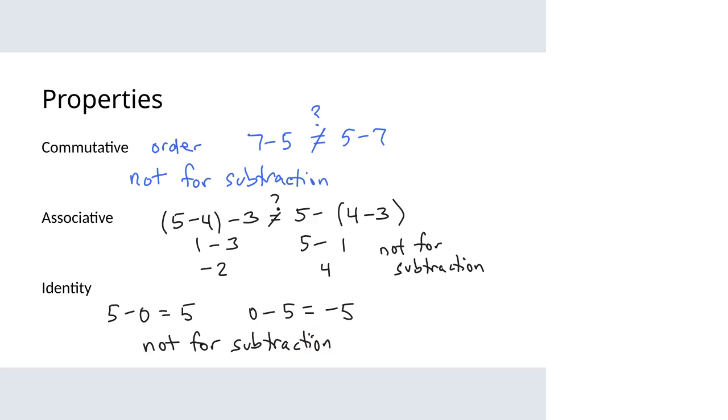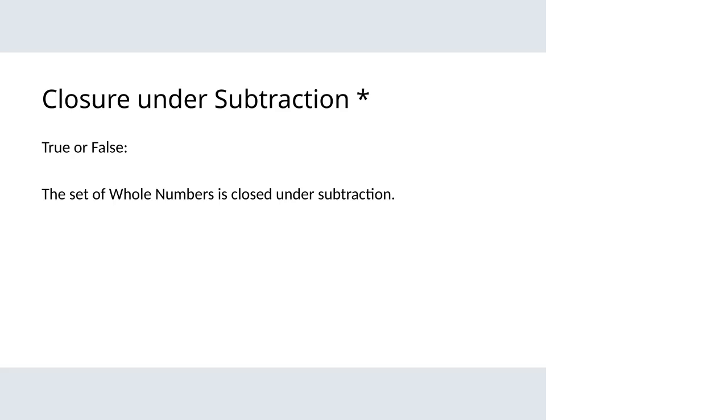So all three of these properties work for addition. None of them work for subtraction. There's no commutative, there's no associative, there's no identity. We had them for addition, but they don't work for subtraction. We talked about our 3 important sets, and we talked about closure. So now I'm going to ask you a true or false question.